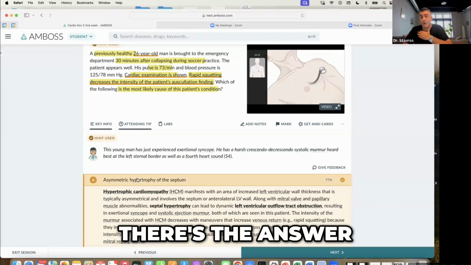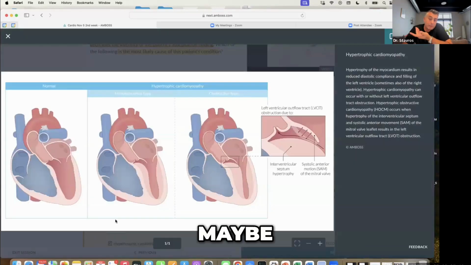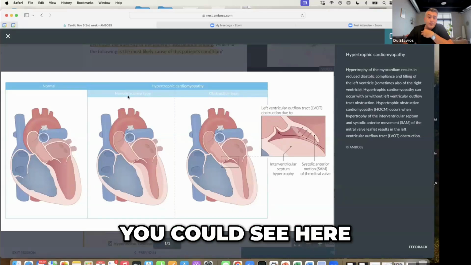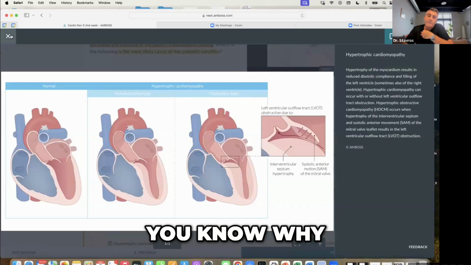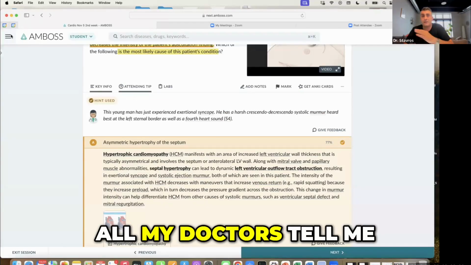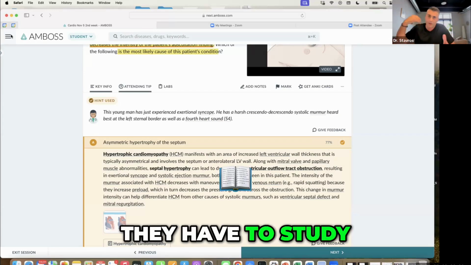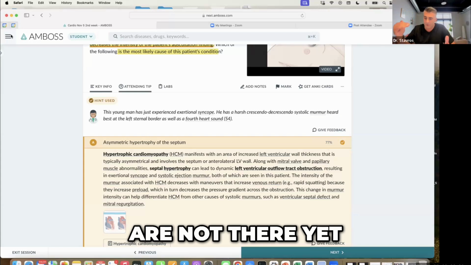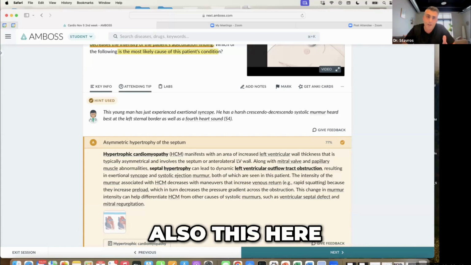Well, there's the answer. Now, do you know everything you need to know about hypertrophic cardiomyopathy? Maybe, I don't know. You could see here non-obstructive versus obstructive. I would focus time. You know why? Majority of doctors coming out from Step 1, all my doctors tell me, doc, I did well and they all pass. However, some of them have to study more because their scores are not there yet with the assessment tests. But the biggest mistake is also this here.